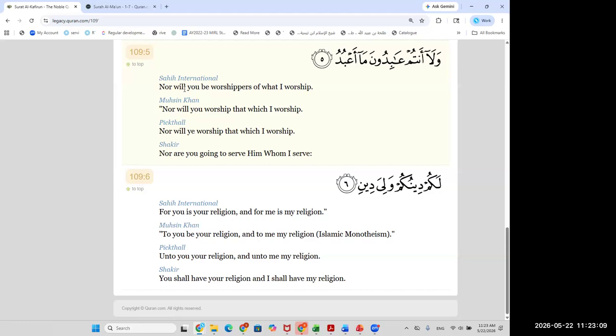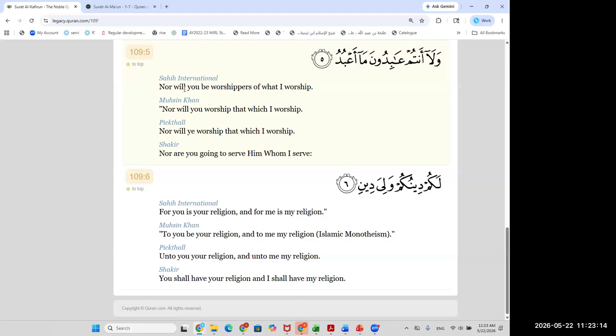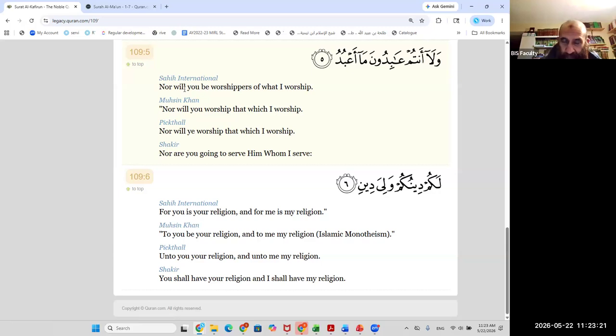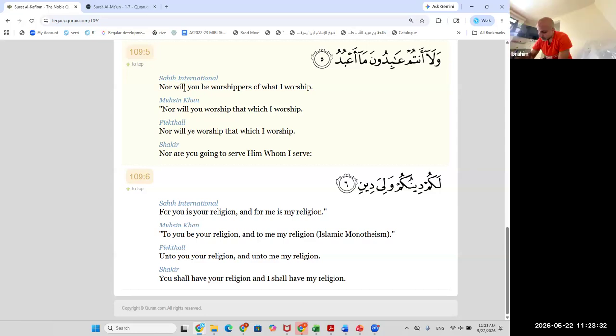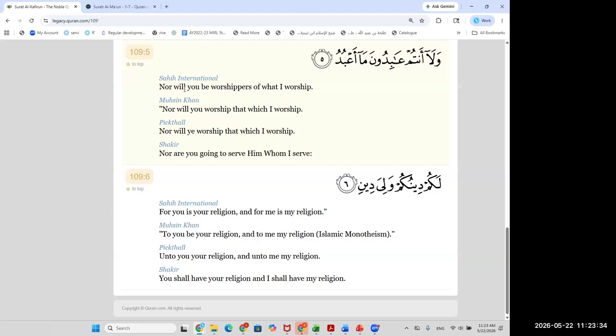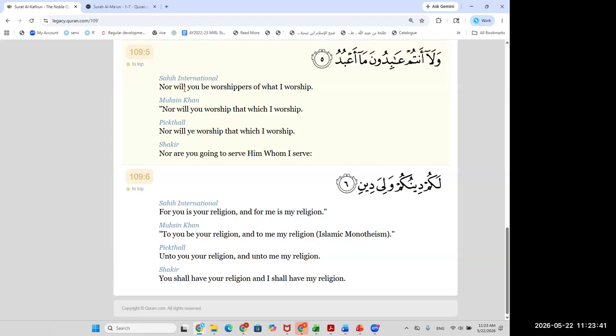So deen, it's dinukum, deen is the mubtada. And the khabar is lakum. So the khabar is advanced. It is muqaddam. Normally it should be dinukum lakum, your religion is for you, but the khabar comes first.